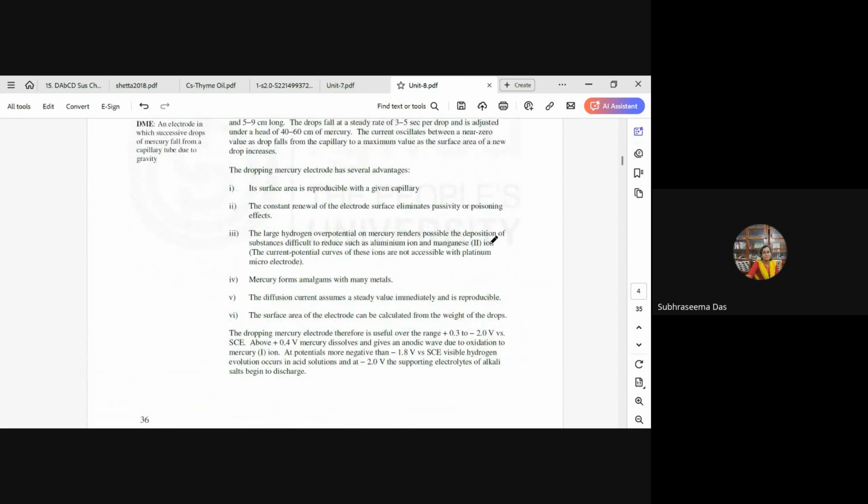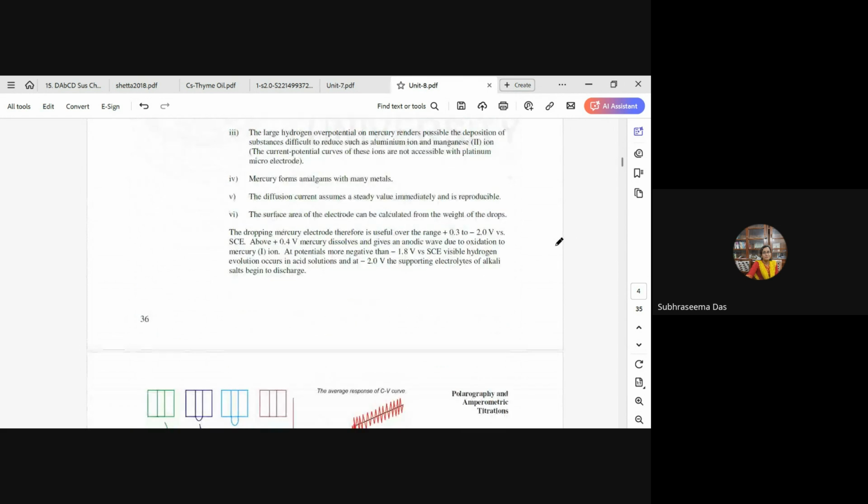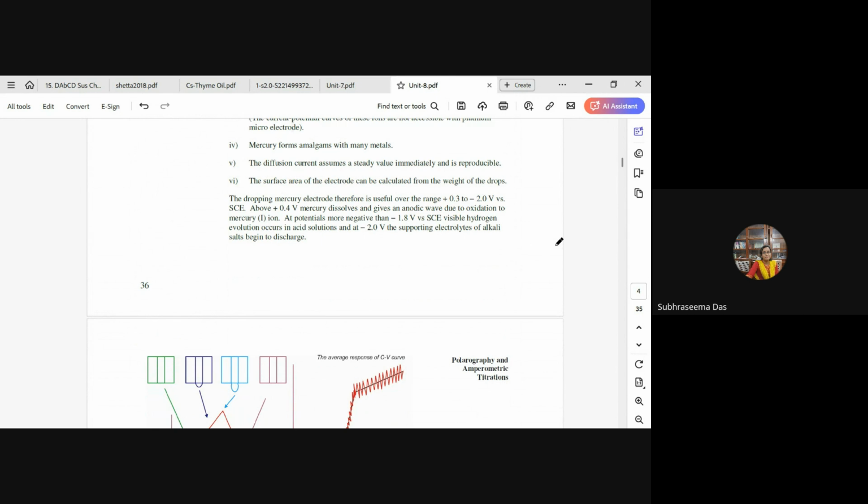That is, its surface area is reproducible with a given capillary. The constant renewal of the electrode surface eliminates passivity or poisoning effects. The large hydrogen overpotential on the mercury makes possible the deposition of substances difficult to reduce, such as aluminium ion and manganese ion. The mercury forms an amalgam with many metals. The diffusion current assumes a steady value immediately and it is reproducible in nature. And the surface area of the electrode can be calculated from the weight of the drops.